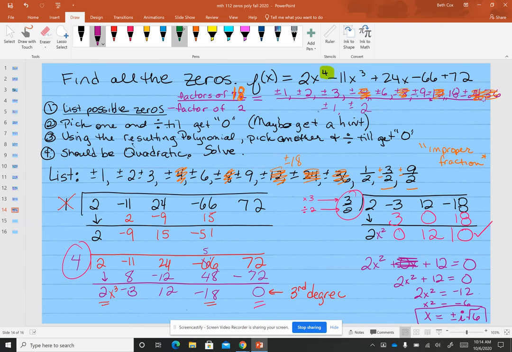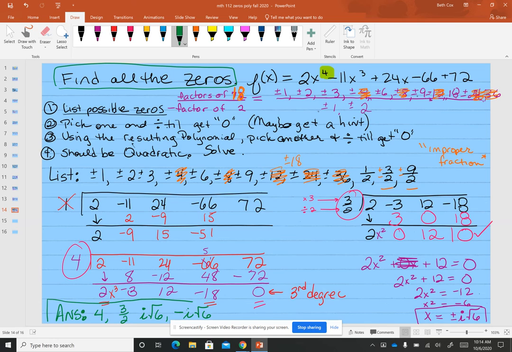So, final answers. Question was, find all the zeros. The final answer: 4, 3 over 2, positive i square root of 6, negative i square root of 6. Those are my answers. Now just real quick, let's go through the steps again.